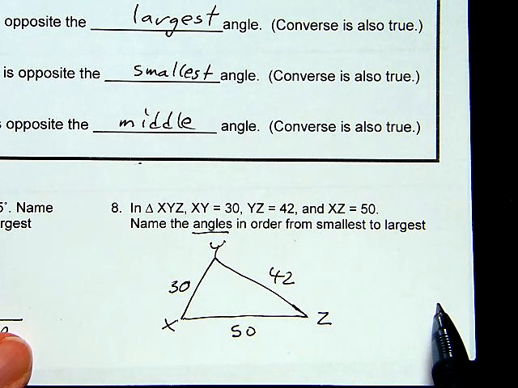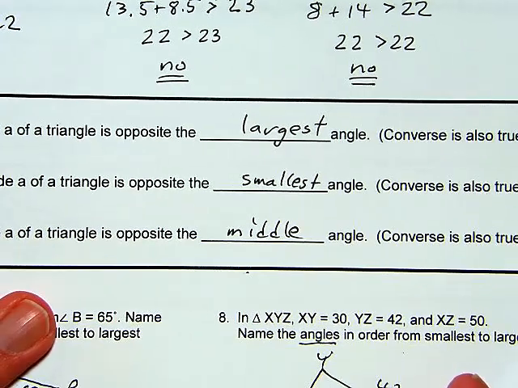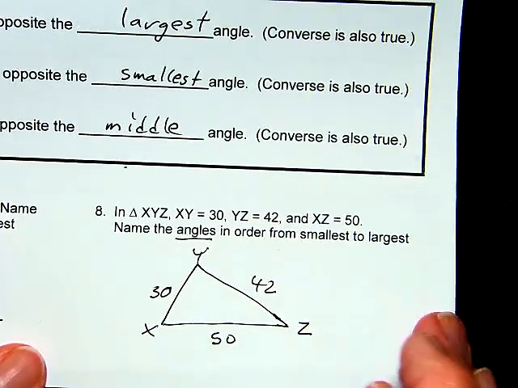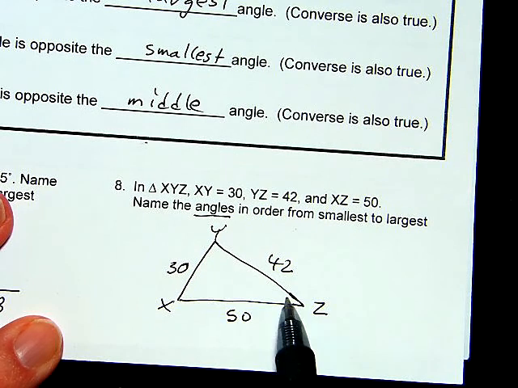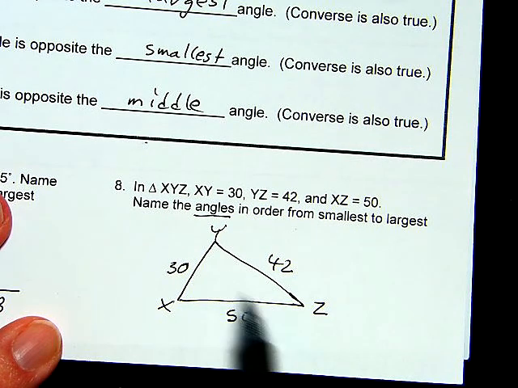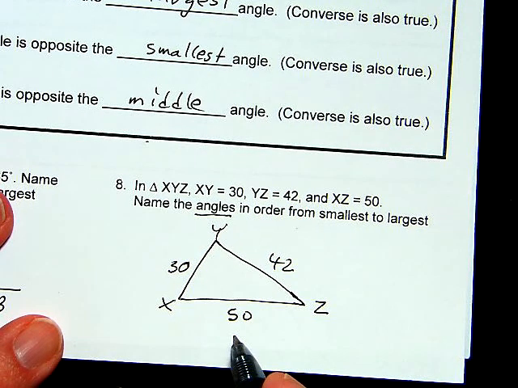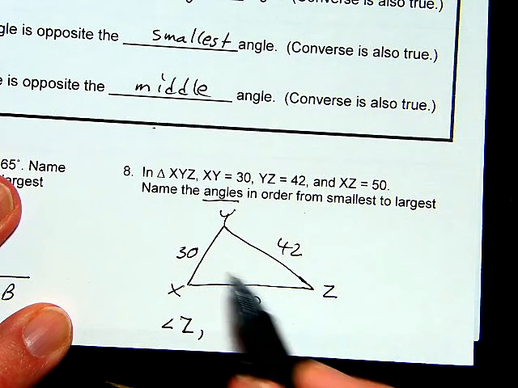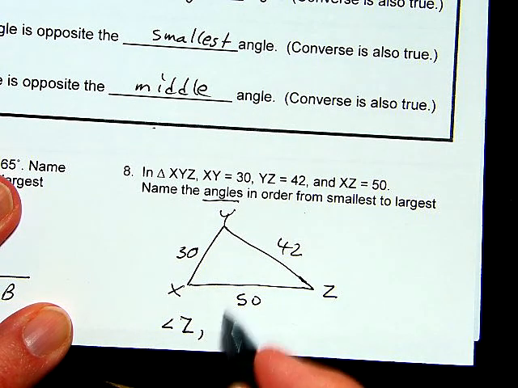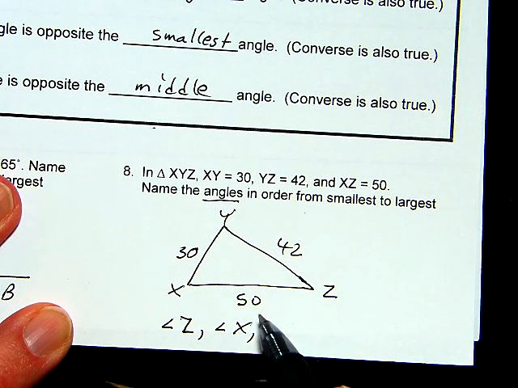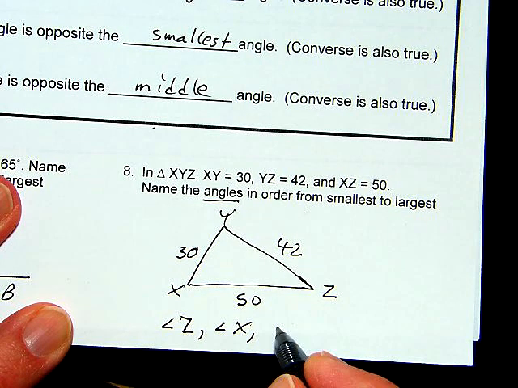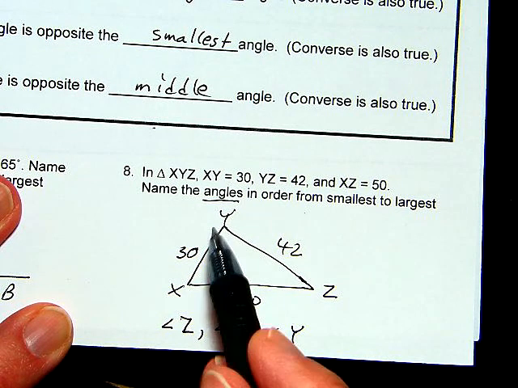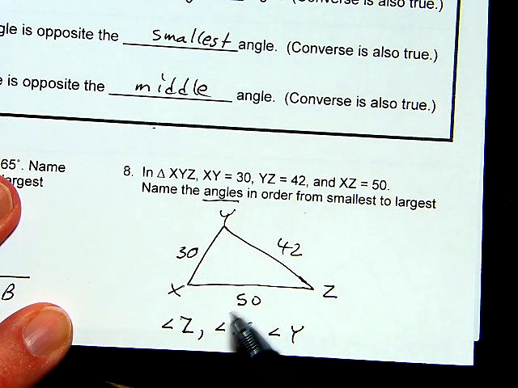Well, the converse of all these statements above is true. So that means that the smallest angle is going to be opposite the smallest side. Well, the smallest side is 30. So the smallest angle is angle Z. So I've got angle Z. Then the middle side is 42, which is angle X. And then the largest side is 50, which is angle Y. So the angles in order from smallest to largest are angle Z, angle X, and angle Y.